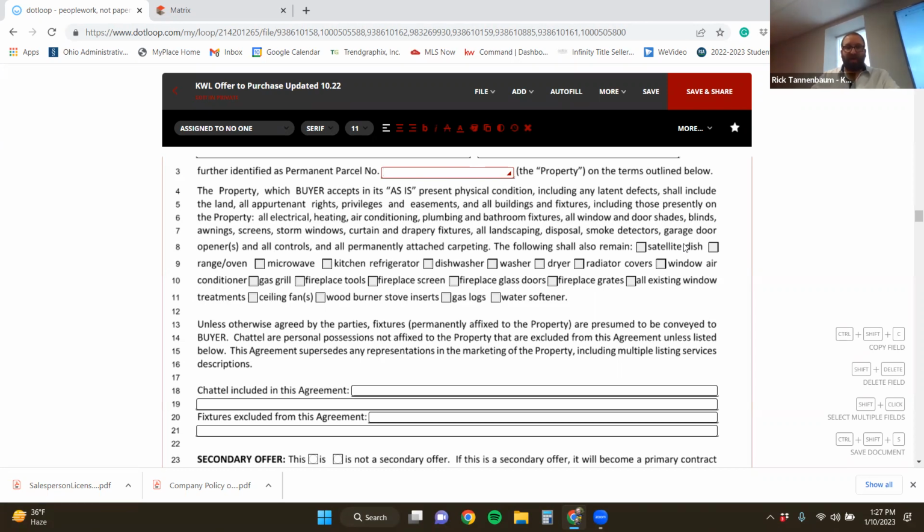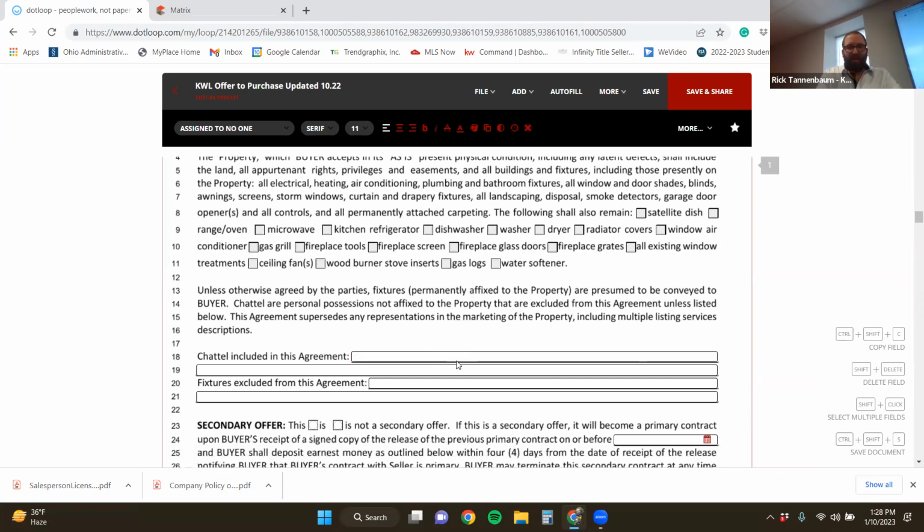The range and oven, the microwave, if any of these kitchen appliances are included in the sale, then you want to check these boxes. The dishwasher, washer, dryer. If there's a fireplace, does it have glass doors on it? Is there a screen on that? Is there a grate? Are there gas logs? I always check all existing window treatments. Ceiling fans is listed separately, although that's a lighting fixture. I mean, it's attached to the house anyway. So you want to make sure you check all that off.